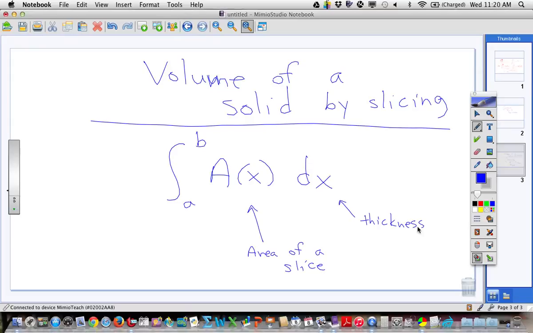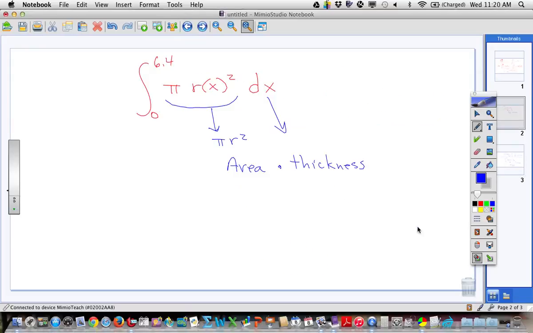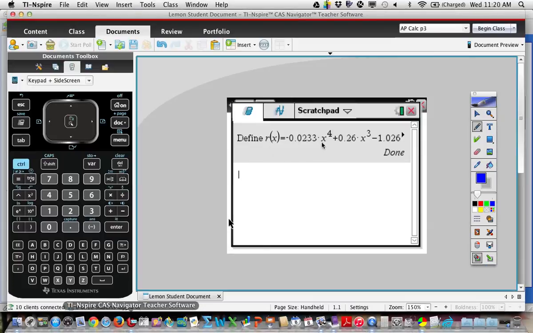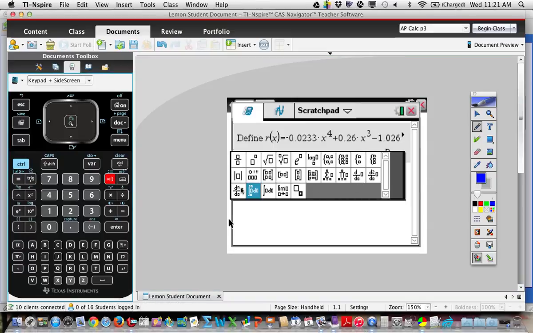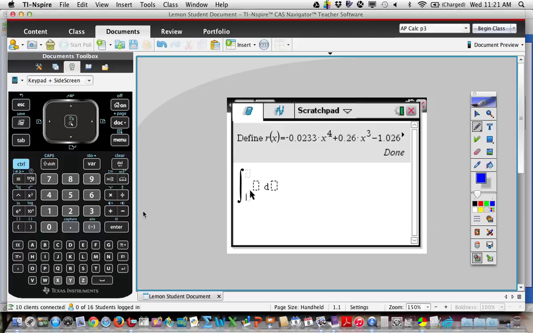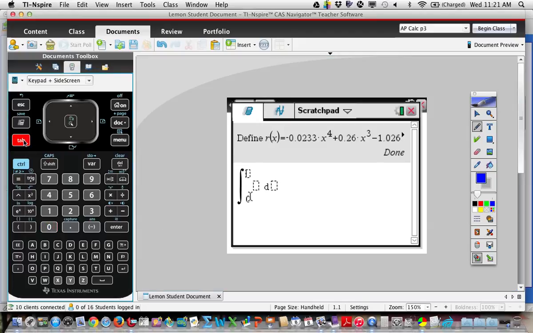So let's go back to that page. Let's actually do it on our calculators now. I've gone ahead and done it for these guys. I defined the radius to be that. On your calculator, you can do that for your equation. Define r of x to equal that whole big mess of a thing. And all we need to do now is the integral. For theirs, it'd be from 0 to 6.4.